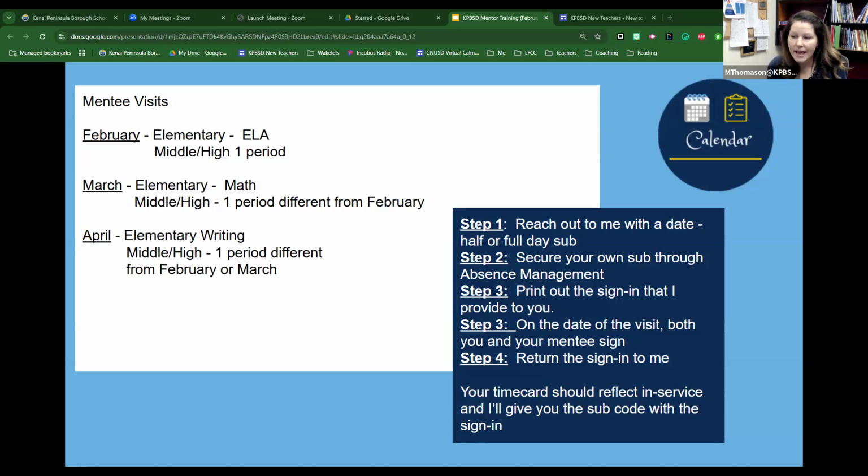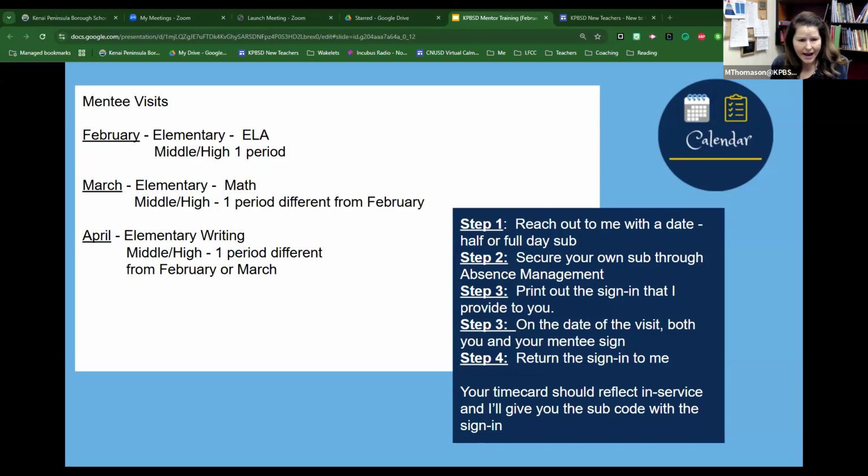So in February, it would be good for you to see language arts if you are an elementary teacher and your mentee is an elementary teacher. If you're in middle school or high school, it would be good to see a specific period. When you move into March, elementary, it'd be great to see math, and then a different period for secondary folks. And then in April, it would be good to see writing. And then again, in secondary, another different period, because everyone knows that different periods have different dynamics. And again, it just opens up opportunities to provide additional information, resources, and feedback for your mentees.